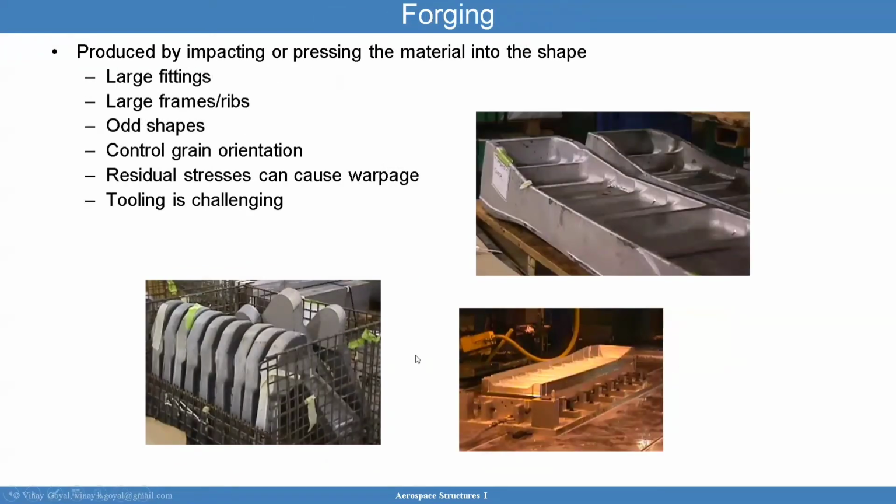Forging is produced by impacting or pressing the material into a shape. You have large fittings for that, large frames and ribs, odd shapes, controlled grain orientation. Residual stresses can cause warpage, and tooling is a challenge. So there are some challenges with forging, especially residual stresses and the tooling that's required, but it's usually used for very complex shapes.